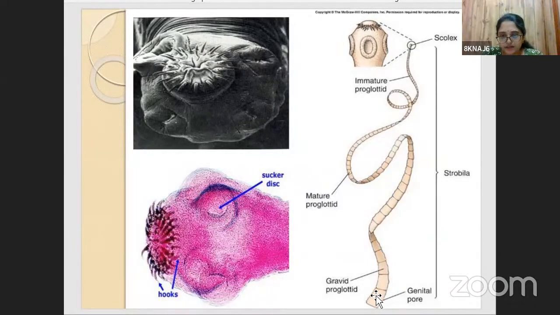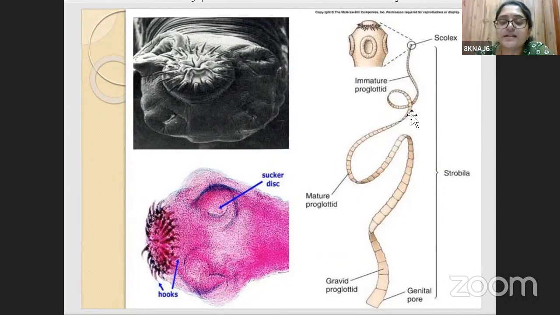Each proglottid, this particular segment as you can see, has both male and female organs, a nerve cord, and an excretory canal with flame cells. So this also supports that segmentation in cestodes is not exactly true metamerism as seen in the annelids.